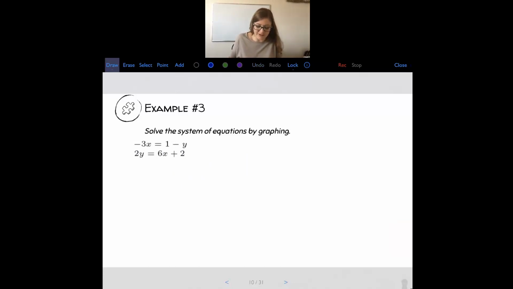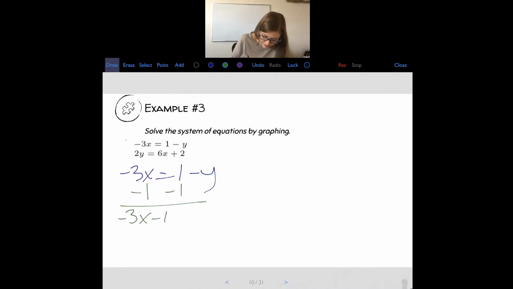Example 3, solve the system of equations by graphing. Again, on this first slide, I'm going to get them into slope-intercept form, and then we'll graph on the next slide. Working with the first equation, -3x is equal to 1 minus y. I am going to move the 1 over from the right-hand side to the left so that I get y by itself right away. Then we divide everything by -1 to get y is equal to 3x plus 1.